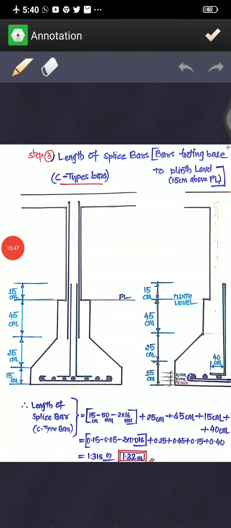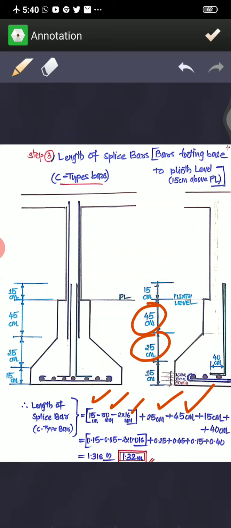Now I am going to show that here. See, this 15 centimeter minus 50 mm minus 2 bars, right? So 2 into 16 mm. Then plus 25 this, plus 45 this, plus 15 this, and plus 40. Now which 40 is this? See, here I have written plus 40. This 40 is that L bend 40, right? So we'll see how much it will be, right?